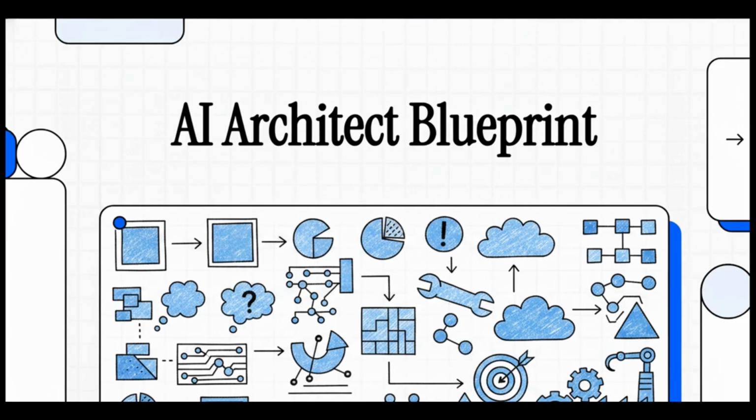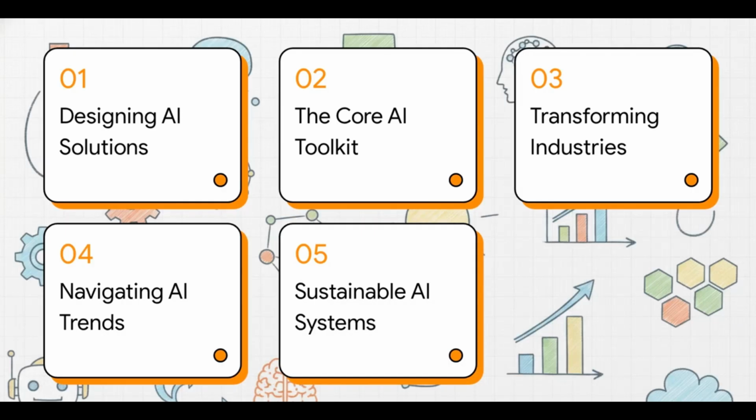You're going to learn exactly how to move from theory to tangible application and understand how, where, and why to deploy these powerful tools to solve actual complex problems on the ground. Okay, let's dive into our roadmap for today. We're going to cover: 1. Designing real-world AI solutions. 2. The core AI toolkit. 3. Transforming major industries. 4. Navigating new AI trends. And 5. Building sustainable AI systems.